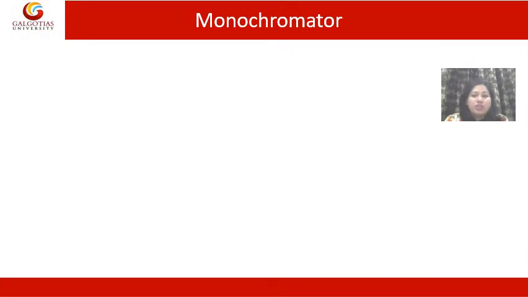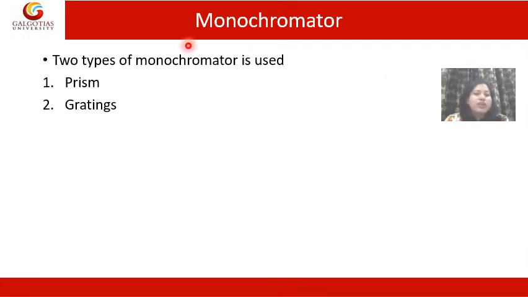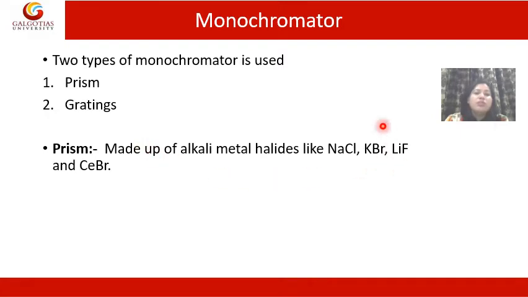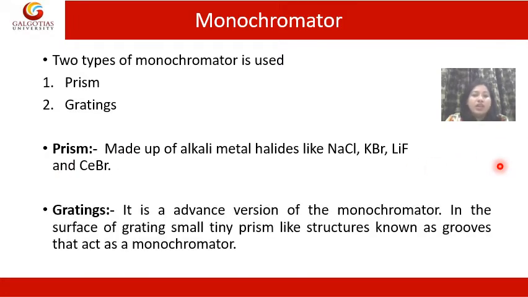Next, monochromator. Two types of monochromator are used, that is prism and grating. First of all, what is prism? Prism is made up of alkali metal halides like sodium chloride, potassium bromide, lithium fluoride and cesium bromide. Next, we discuss gratings. Gratings are an advanced version of monochromator. On the surface of gratings, small tiny prism-like structures known as grooves act as a monochromator.